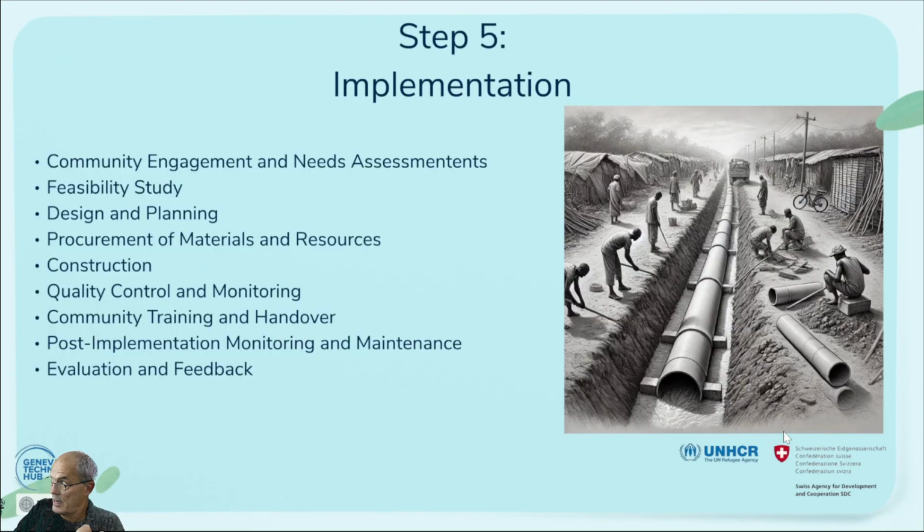Once you have decided which mitigation measure you want to implement, then starts the last step, step 5, the implementation. It might be soft, it might be heavy, but anyway, whatever you do, the community needs to be engaged. The needs assessment has to be done. A feasibility study has to be done in depth and with precision, especially when it comes to drainage. A feasibility study in detail must be done. Then design and planning, procurement, construction, quality control, community training and handover, post-implementation monitoring, and evaluation and feedback. This is the usual process when you do such a program.